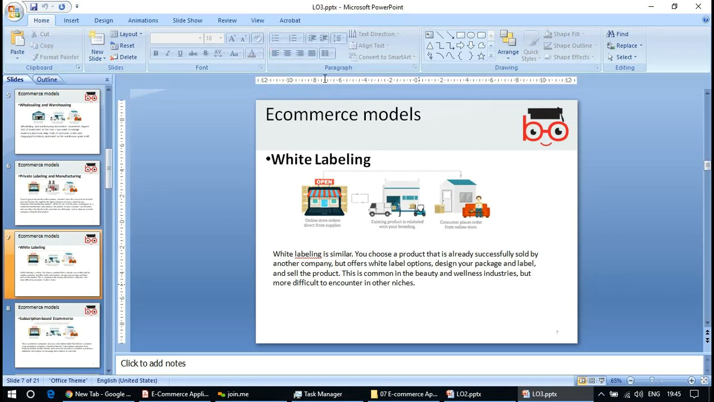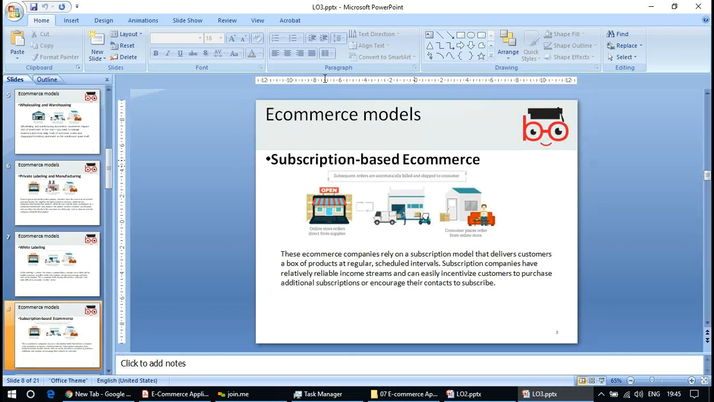So white labeling is basically not the case that I told you, where one product is sold to different providers. When you really want to produce the same product, you acquire the manufacturer and ask them to put your own label.